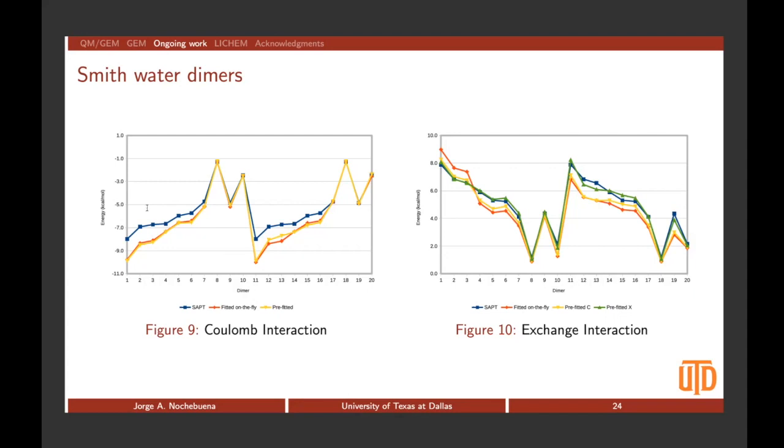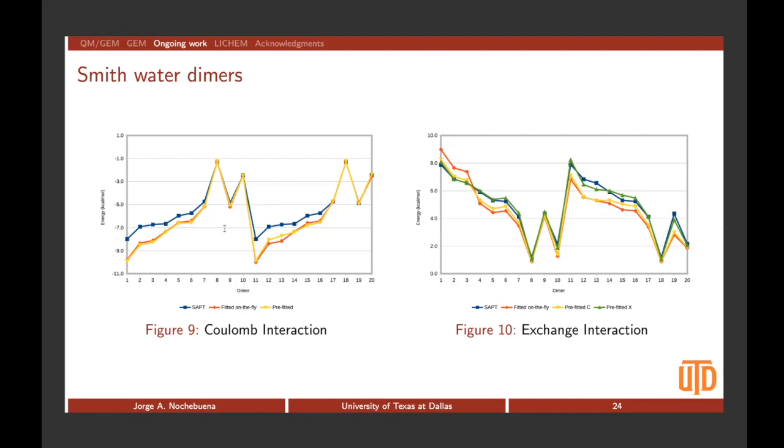That is, in the first 10 dimers, one monomer is considered in the quantum region and the other is calculated with GEM, and in the other 10 dimers it is the opposite. This result shows very good agreement for the exchange repulsion term, either using a fitted on-the-fly coefficient or using a pre-fitted coefficient. The yellow line corresponds to when we use a Coulomb coefficient to evaluate the exchange, and the green line corresponds to the exchange coefficient to evaluate the exchange.